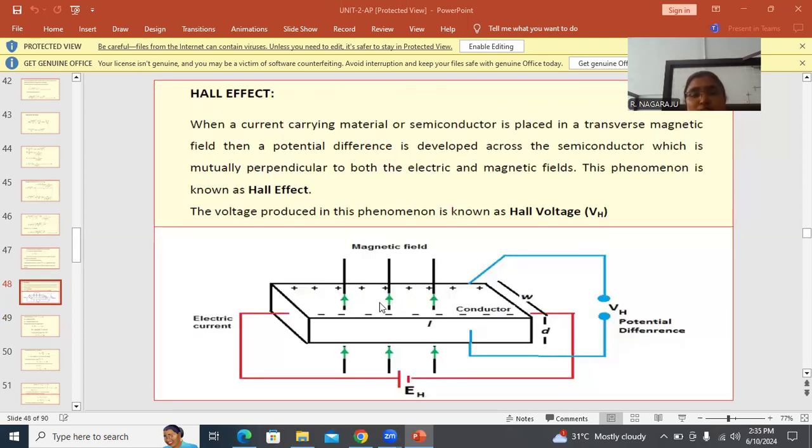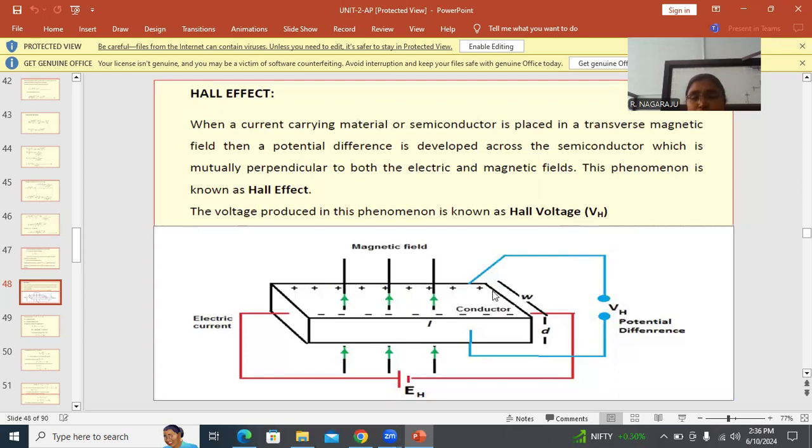So this is the circuit diagram, with the magnetic field and electric field. This is a conductor we are taking, connected to the battery. This is the magnetic field and electric field. This is the width of the material, and the length of the material. All positive charges are on one end and negative charges on the other end, and a potential difference is developed there. Here, the electric field and magnetic field are perpendicular to each other, which is maintained, and the voltage that is developed is the Hall voltage.